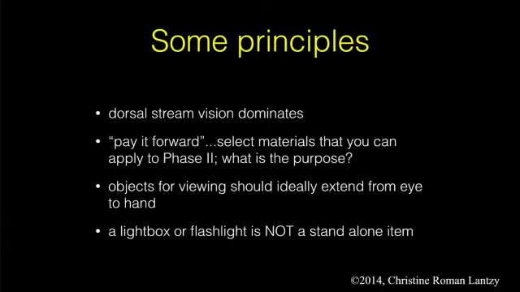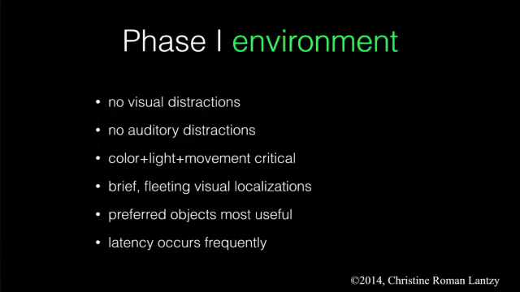Remember that a light box or flashlight is not a standalone item. So in this framework, we do not ask a child to track a light 15 or 20 times because that is not really paired with a functional routine. Also, the environment in phase 1 has no visual distractors, no auditory distractors. Color, light, movement must be present for all interactions. The child has brief, fleeting localizations.